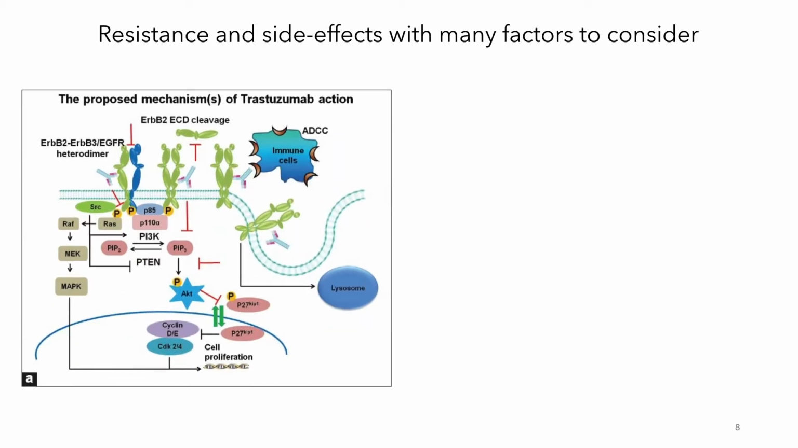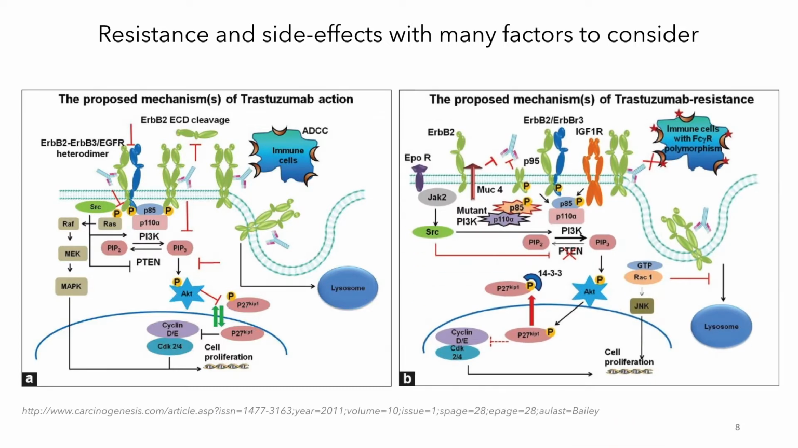Here you can see the proposed mechanism of action for this drug. As you can see in the picture, the antibody causes a sequence of events that disrupt the signaling and proliferation cellular pathway. On the other side, we see the disruption that takes place. These changes cause resistance or lack of response. Mutations, polymorphisms, and lack of expression are all factors contributing to this resistance.